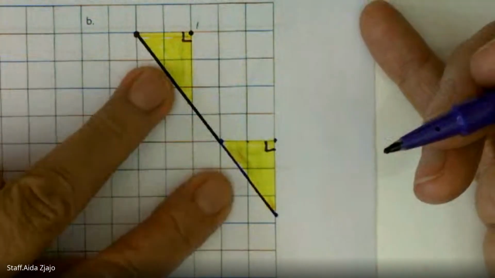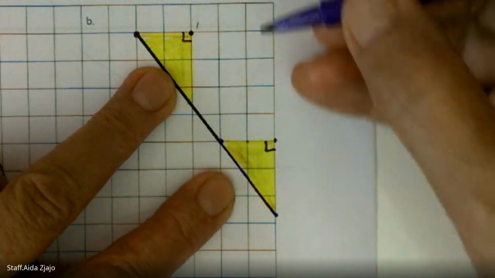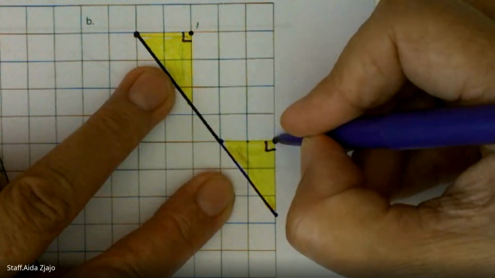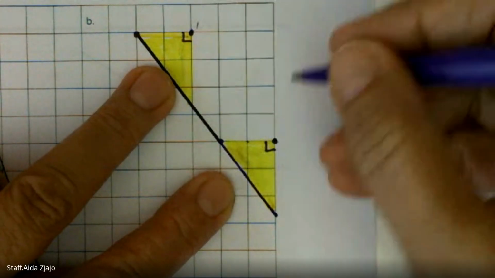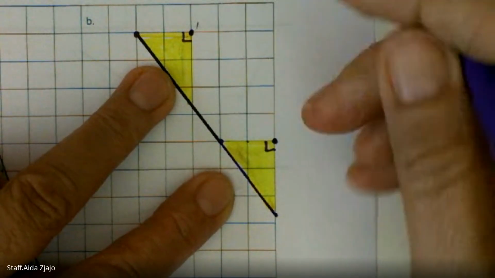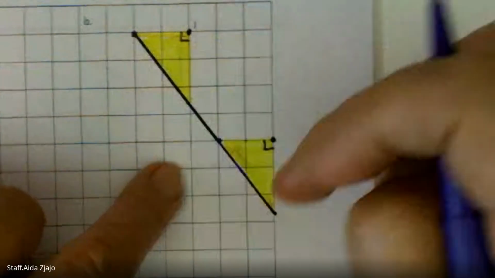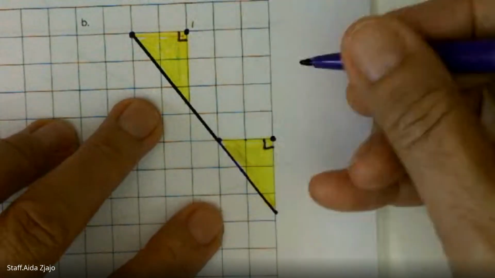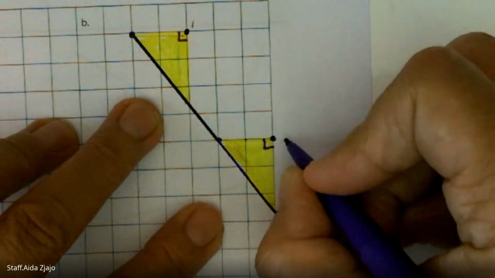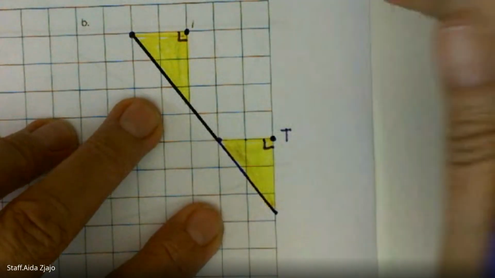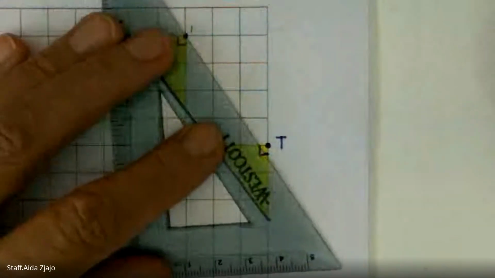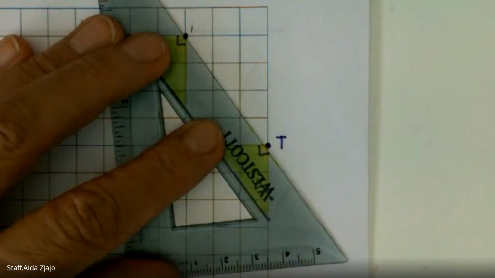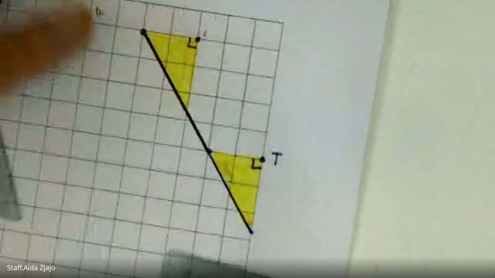But I can see that these are congruent, so I know that this point and this point will give me the line segment that is parallel to the given segment. So if that is LT, okay, LT line segment, I'm going to connect those together. If you wanted to check, you can.